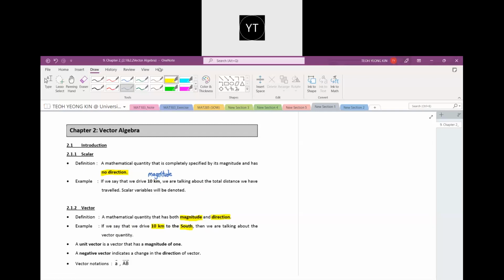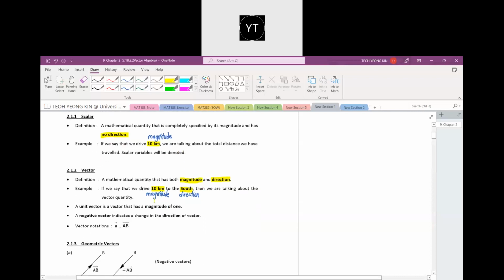So in vector, we must have magnitude and direction. Dia ada arah. So kat sini kita kena ingatlah. Untuk vector, dia ada magnitude and direction. Whereas for scalar, we only have magnitude. Kita cuma ada magnitude saja tanpa arah. So this is the definition for scalar and vector.